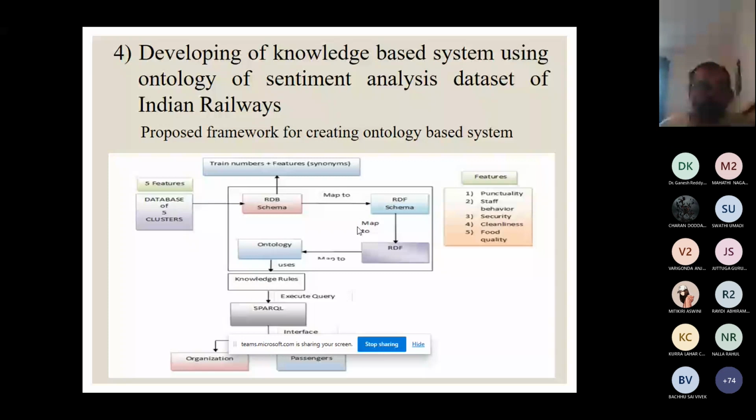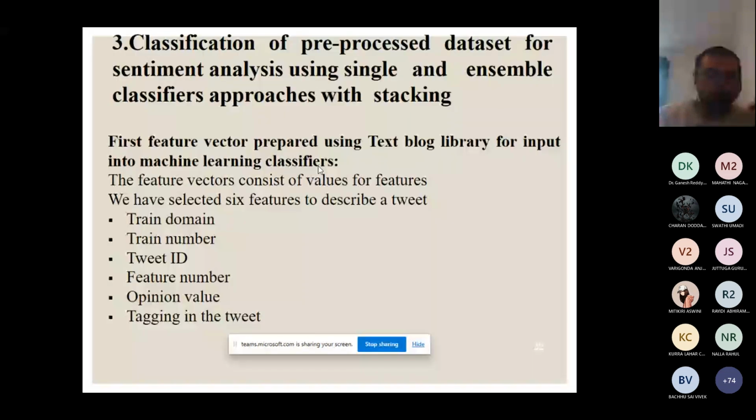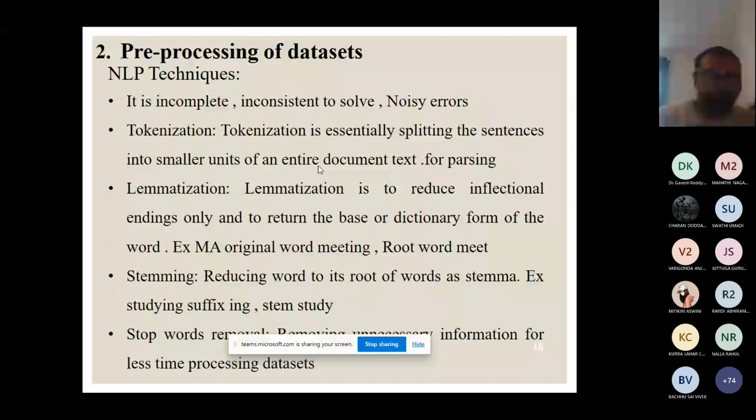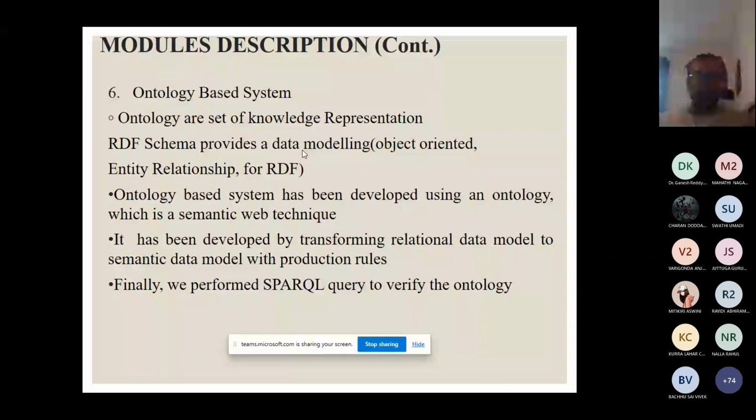So basically, I want to tell you the definition of ontology and what the use of ontology is. Ontology is a knowledge representation. So this ontology contains the RDF schema. What does RDF schema mean? It provides data modeling.